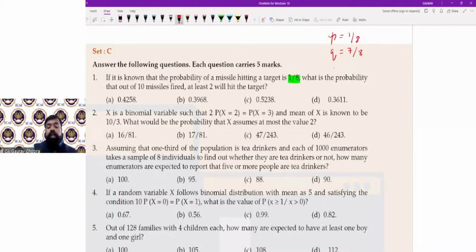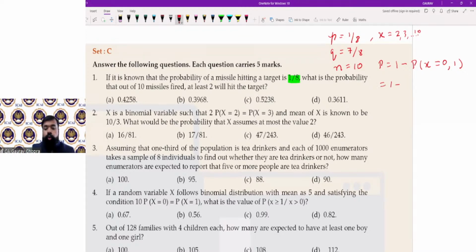Now, how many missiles are fired? So n is equal to 10. And x, we require at least 2 hit the target. So 2, 3, 4, and so on up to 10. Since it is at least 2, there is a shortcut. We will be writing 1 minus probability of x being 0, 1. If we exclude 0 and 1, then we will get the answer.